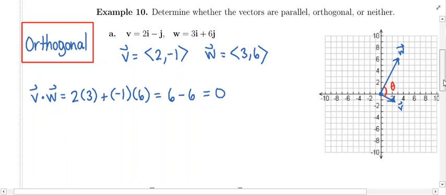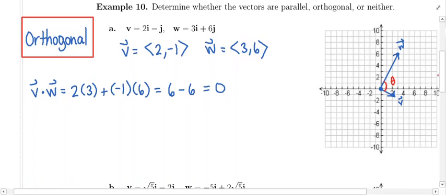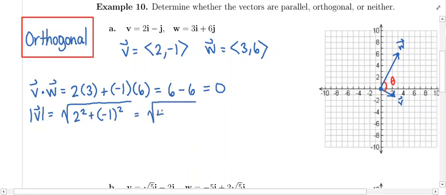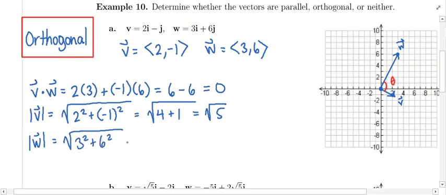If you didn't remember this fact, you could have gone all the way. You could have computed the magnitude of vector V. That's going to be the square root of 2 squared plus negative 1 squared, which is the square root of 4 plus 1. So that's the square root of 5. Magnitude of W is going to be the square root of 3 squared plus 6 squared. This is going to be the square root of 9 plus 36. That's going to be square root of 45. And then you could pop this all into the formula.